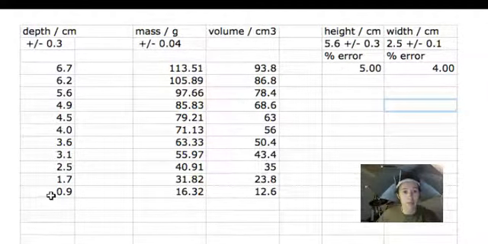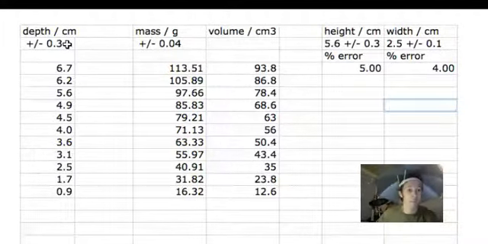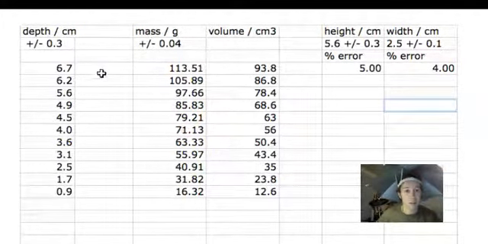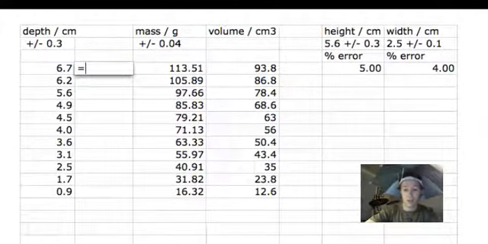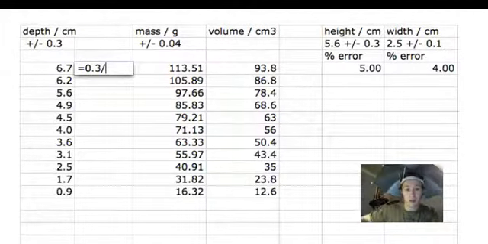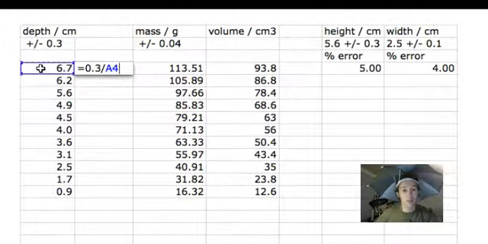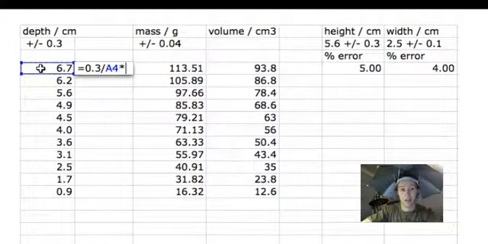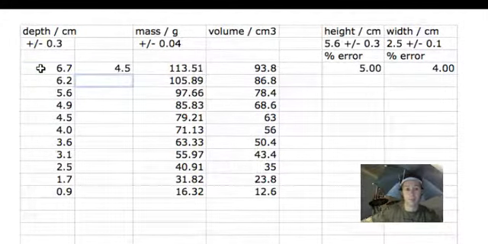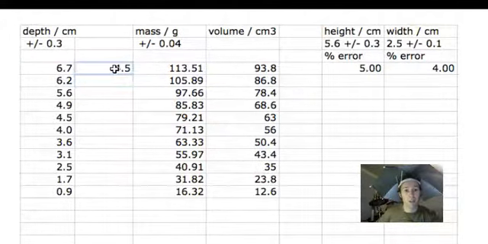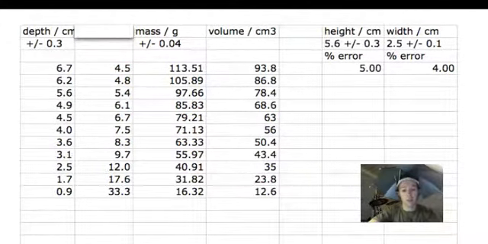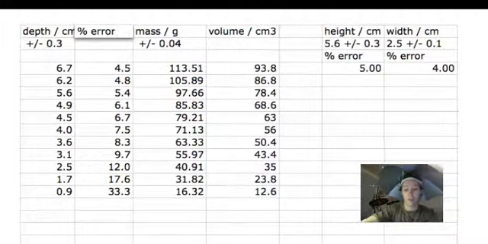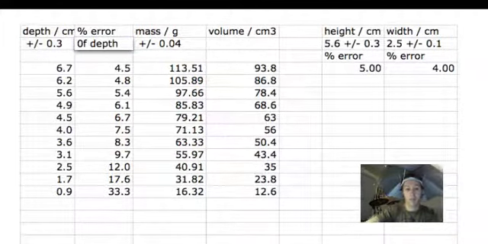Then for all of my depths, I chose an uncertainty of maybe 0.3. Don't use these same values as me, but this is going to change. So I'm going to put in a function of 0.3 divided by this cell here times 100. That's going to give me a 4.5% error at first and an increasingly larger percent error as you get smaller. And so this is going to be the percent error of depth.